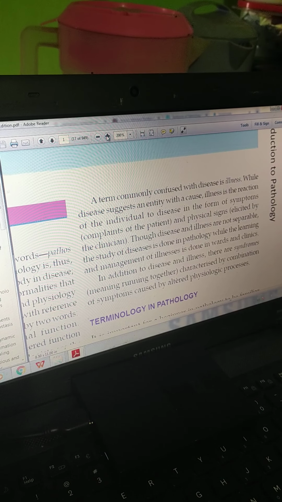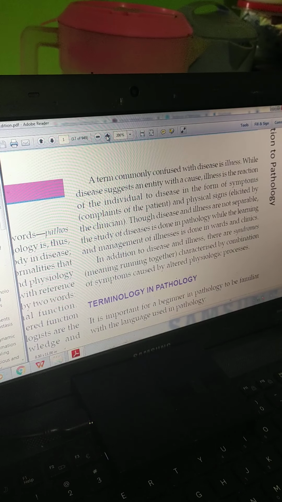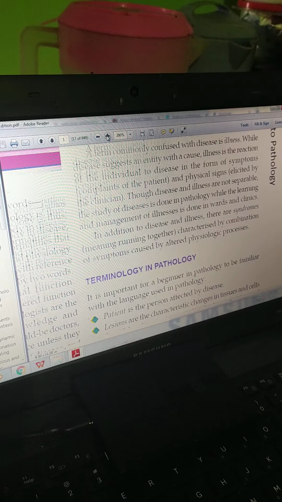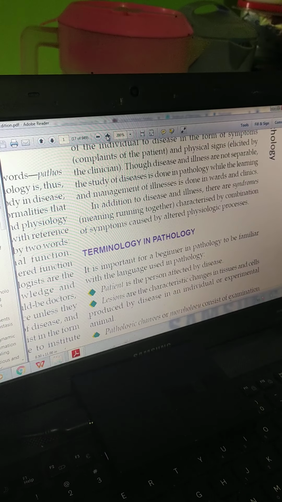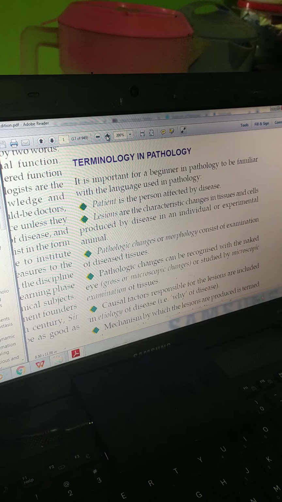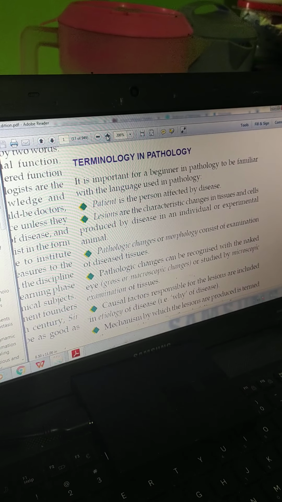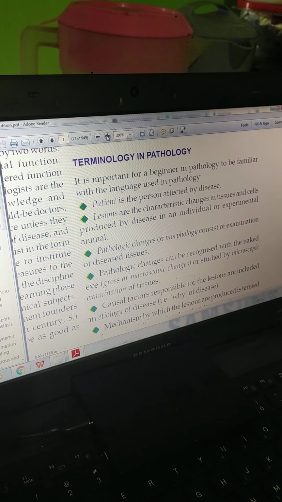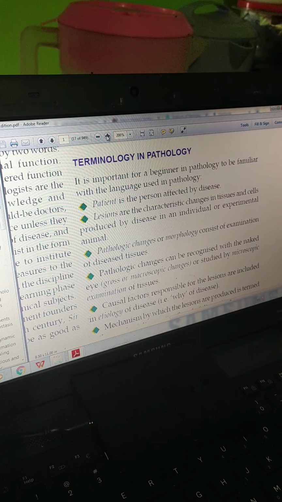In addition to disease and illness, there are syndromes, meaning running together, characterized by a combination of symptoms caused by altered physiologic process. Terminology in pathology. It is important for a beginner in pathology to be familiar with the language used in pathology. Patient is the person affected by disease. Lesions are the characteristic changes in tissues and cells produced by disease in an individual or experimental animal.